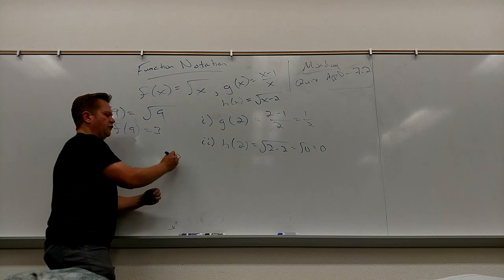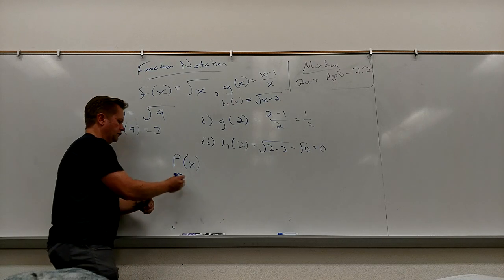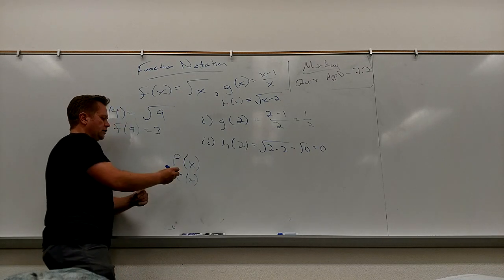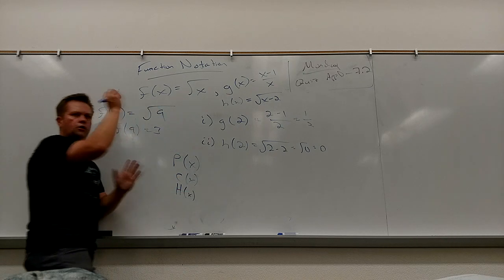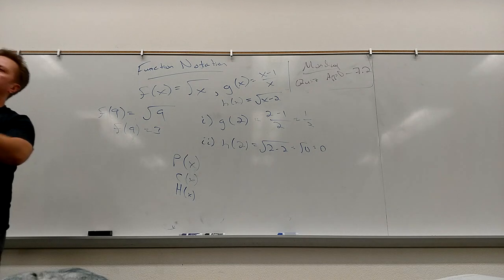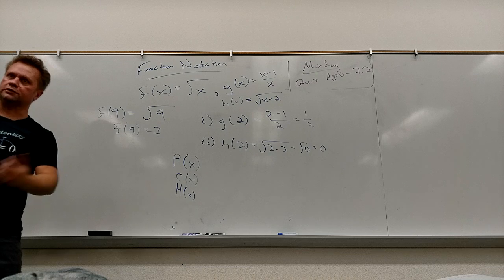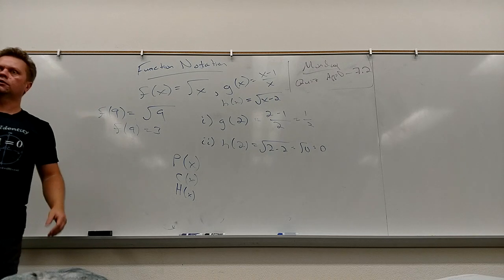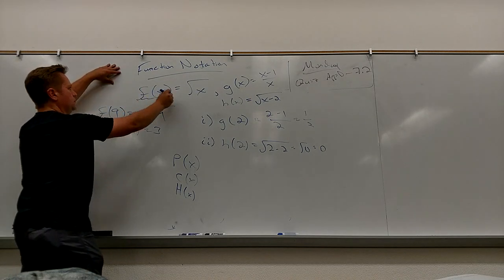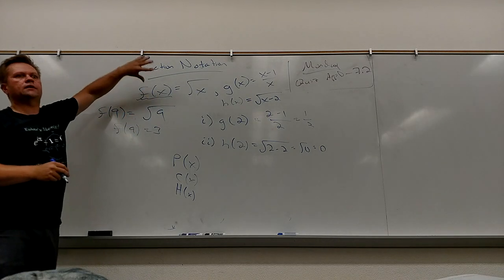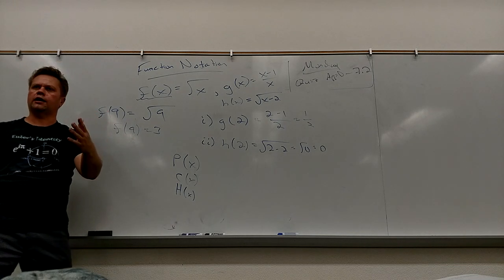So if I had a profit function, I could use P. If I had a cost function, I could use C. If I had a number of hot dogs sold, I could use H. You can use a letter that relates to the physical situation. Number of tickets sold, T of x. And the answer will be y, right? Yes, y. So this symbol is taking the place of y. It means y, it's just another way to write the output.